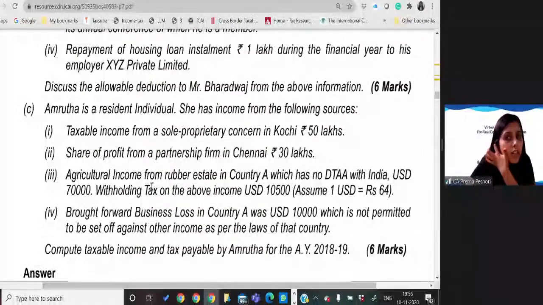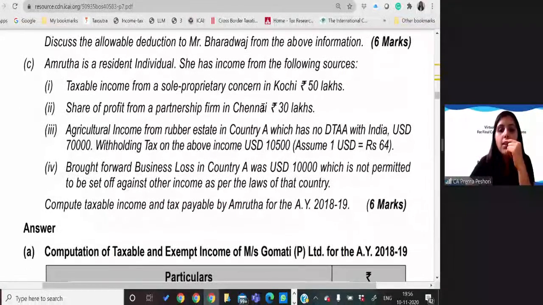They have given already the USD conversion rate, so you do not have to worry about TTBR. Brought forward business loss in country A, which is not permitted to be set off against the other income as per laws of that country. Compute the taxable income and tax payable by Amruta. So, giving you 4 minutes time, tell me what will be the answer in this particular case.